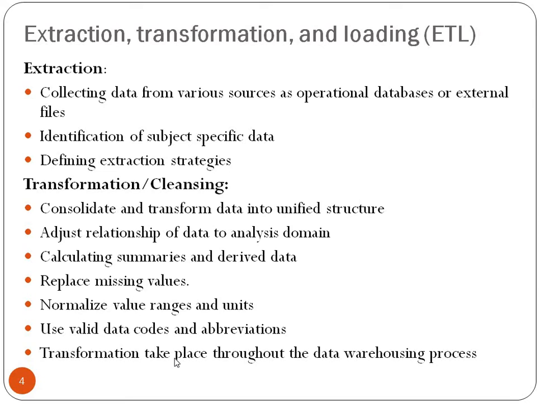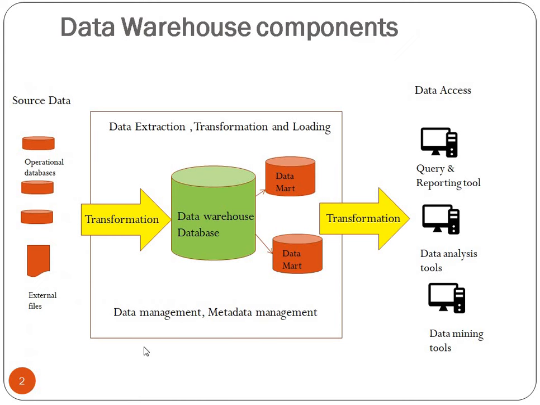Transformation occurs throughout the warehousing process, usually in more than one step. You can see it in the previous diagram. Firstly, it takes place in a staging area to consolidate data from different heterogeneous sources, and at a later stage, data stored in the warehouse is transformed to fulfill the analysis tools' requirements. There also this transformation takes place. So we can say that these transformations happen throughout the population of the data warehouse.